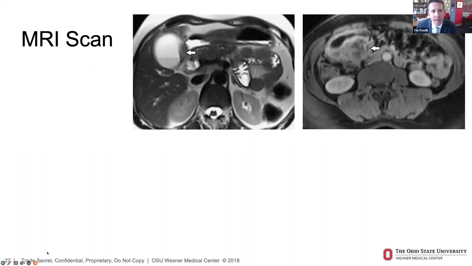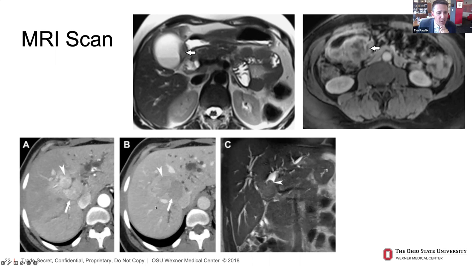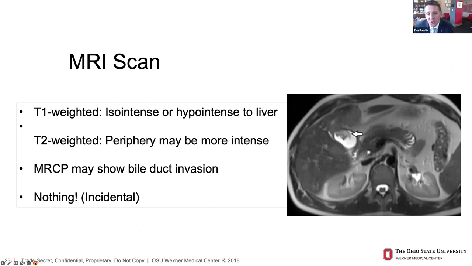again, you can see here the thickening of the gallbladder wall and a mass in the gallbladder, and then infiltration of the liver with a large lesion here in panel B with biliary dilatation that would represent a mass that is not resectable. So on an MRI, on a T1 weighted series, one should look for either a hypointense or an isointense lesion. And on the T2 weighted images, the periphery may be more intense. And then on MRCP, one should look for any biliary obstruction or invasion.